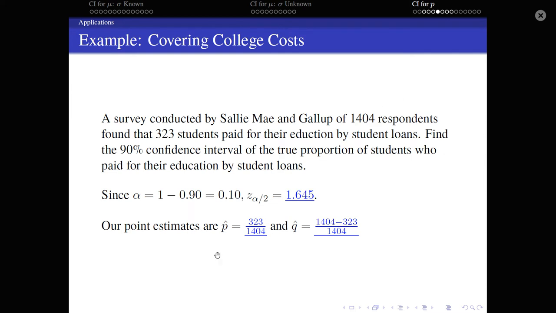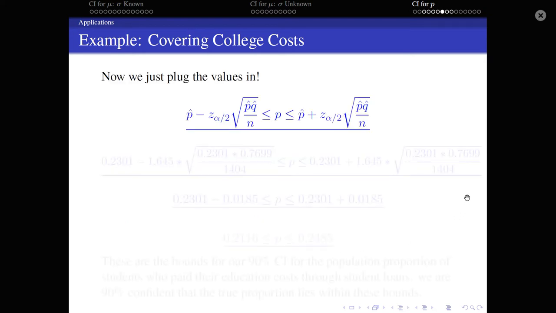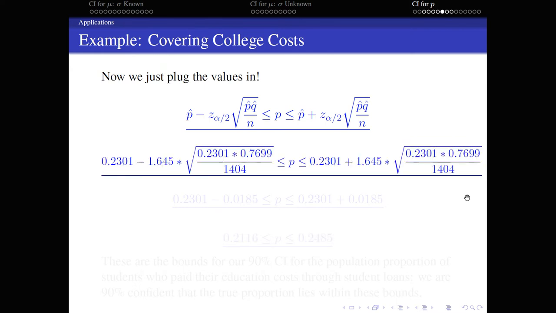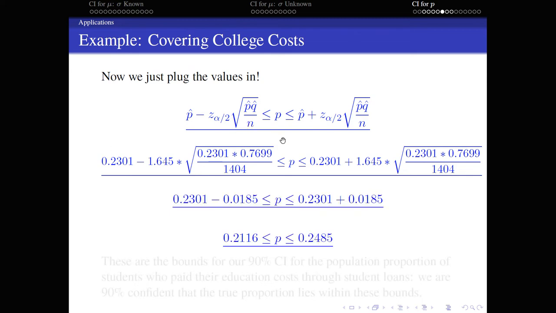Our point estimates for p hat are just going to be the total number of successes, 323 students paying with student loans, divided by the total number of observations, 1,404. And then q hat, again, I would do 1 minus p hat, so 1 minus this 323 divided by 1,404. Now we just plug the values in. So we have our values for p hat, our values for q hat, plugging those into our equation, and our values for z and p hat at the beginning. Solving, we have the confidence interval between 0.2116 and 0.2485.